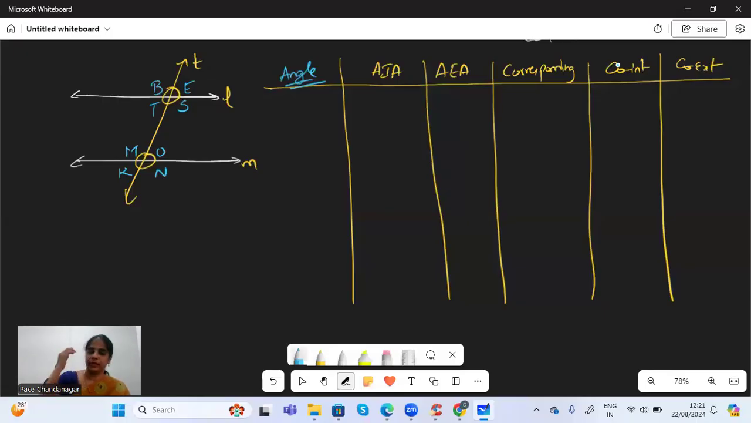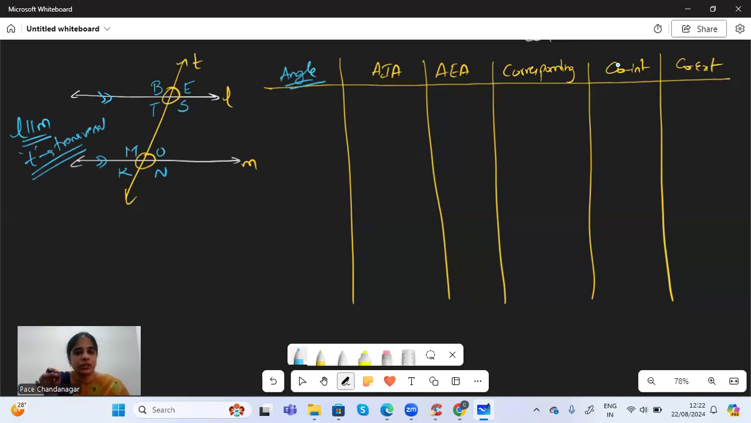Now let us understand the figure. You have two parallel lines. I'm giving you line L parallel to line M, with T being your transversal. Clear? So there are two pairs of angles forming set 1 and set 2. I have chosen BEST MONK. So we have the first set of angles and the second set of angles.